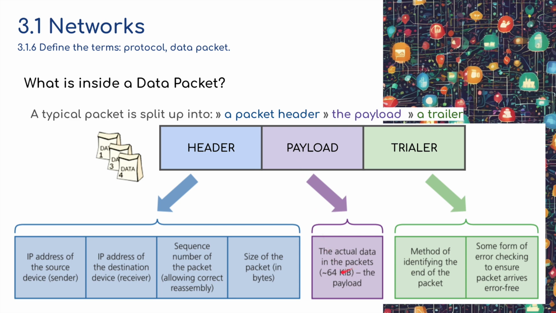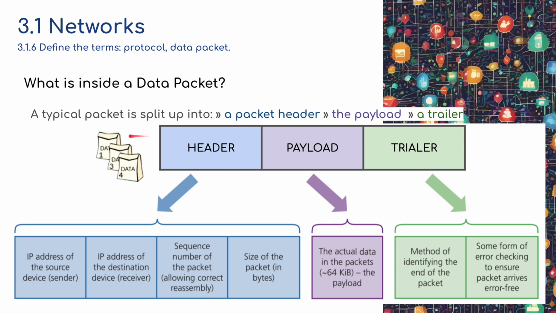Then the payload is basically the information, the data. Usually, as I say, around about 64 kilobytes. And then the trailer, the final bit, the bit where the payload sits on, if we think about it like a little lorry, like a little truck. The trailer is the method of identifying the end of the packet.